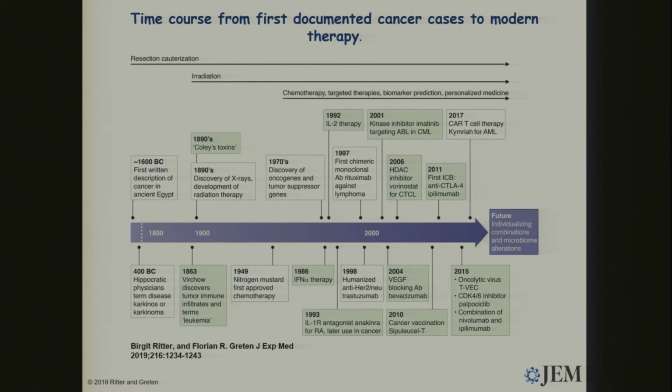And then in the 1970s they discovered oncogenes and tumor suppressor genes, which brought different treatment protocols. IL-2 came in 1992.